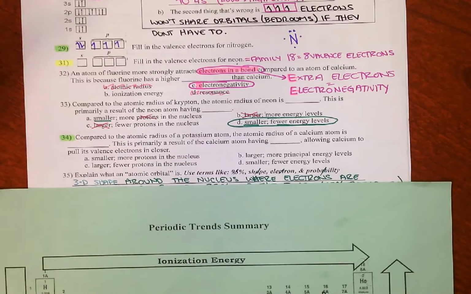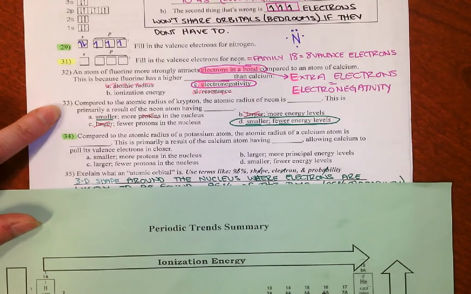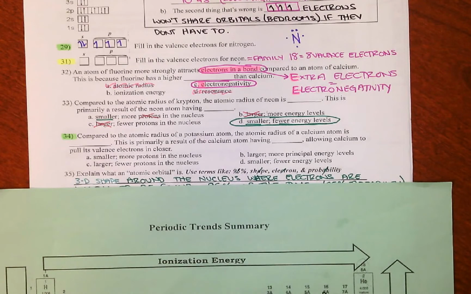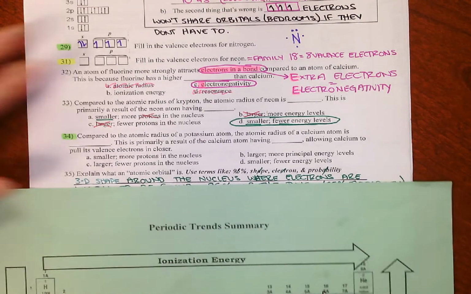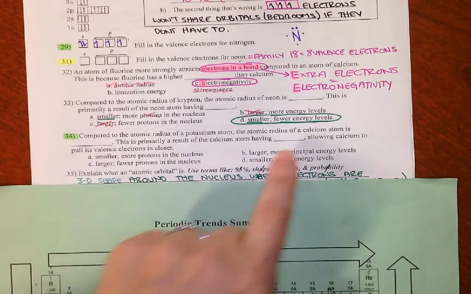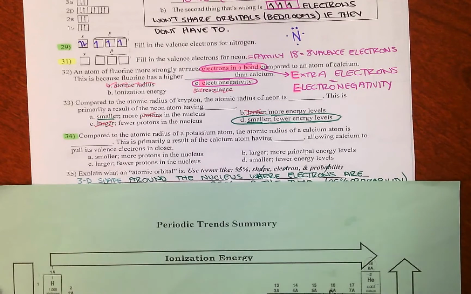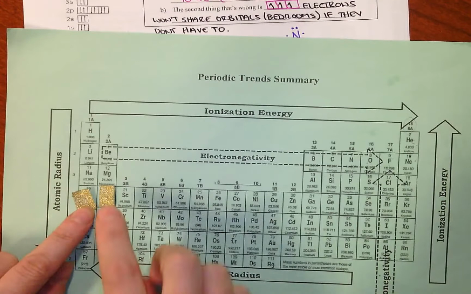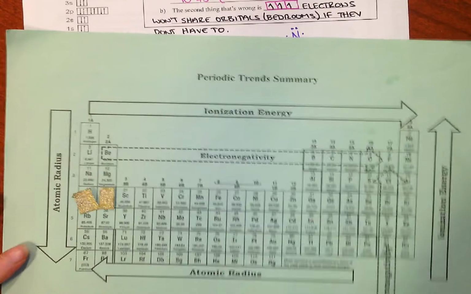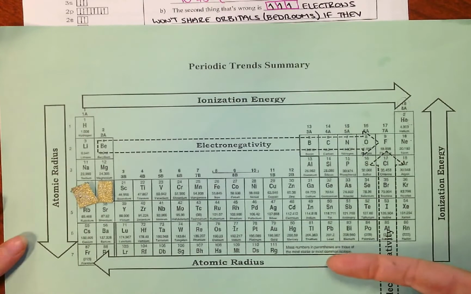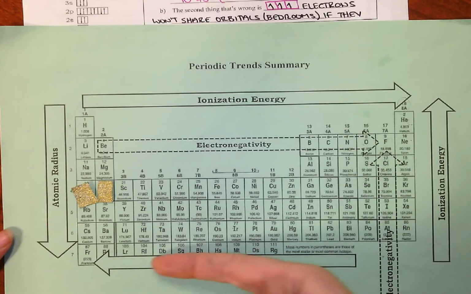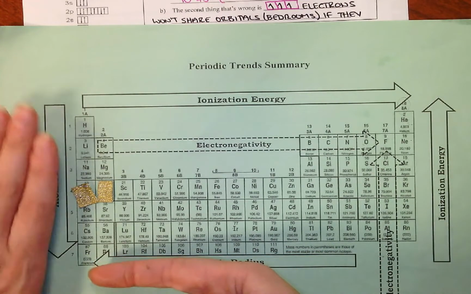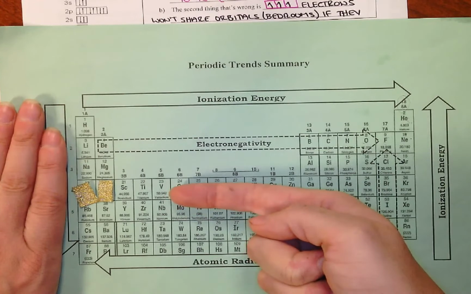All right, let's look at, so you can see how I did 33. I showed you my work. Then 34. Compared to the atomic radius of potassium, so I'm going to put a little thing over here on potassium on my periodic table. I'll show you it in a second. The atomic radius of calcium is blank. Okay, let's stop there. So compared to potassium, calcium would be blank. Is it larger or smaller? Atomic radius is bigger as you get closer to big fat francium. So I can ignore this arrow and say smallest to biggest.